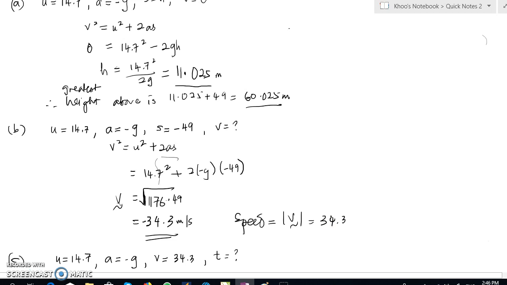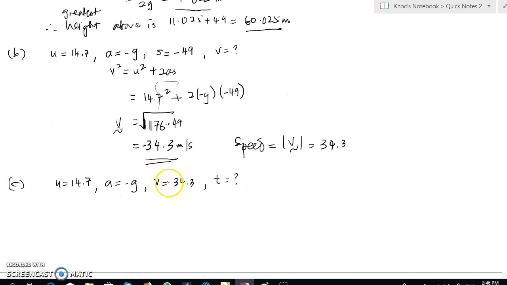Now when you're going to make use of the velocity, we have to be very careful. We have to use a negative value. If you use a positive value, then you're finding something else already. Probably you can't even find it. Okay, so we have these two equations involving all these four variables, we will have this equation of motion. So V is negative 34.3, U is 14.7, A is negative g, T is what we want to find.